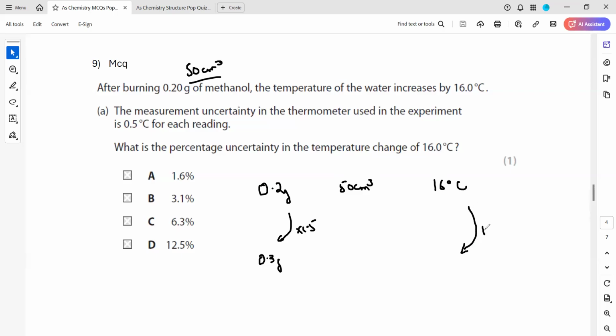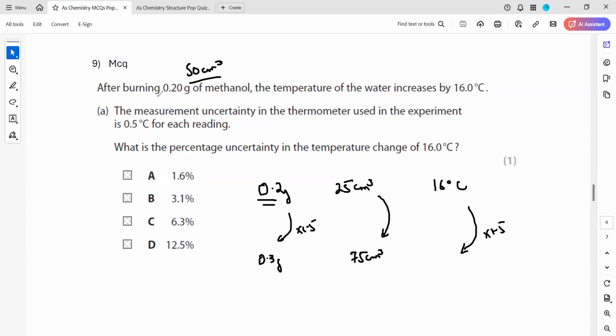So what should happen to the temperature change? The temperature change should also increase by 1.5 times. So 16 times 1.5, and say the volume now we are using is 75 cm cube. If the volume is increased, by what factor has it increased? Or let's take, say, it was 25. Just take 25. Mass is not inversely proportional to temperature change. Mass is directly proportional to temperature change. If you burn more fuel, you will get more energy.